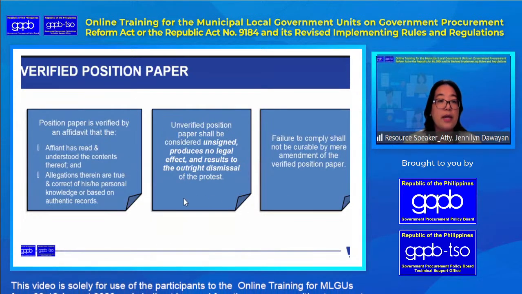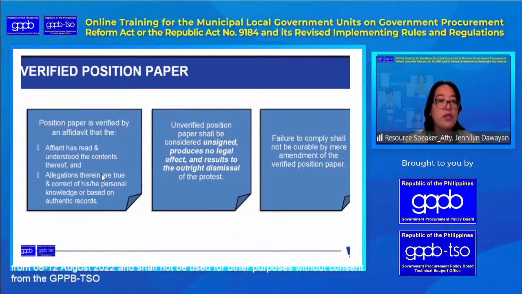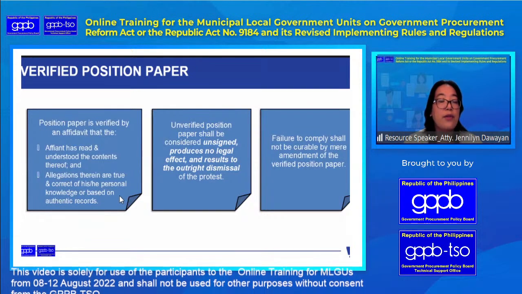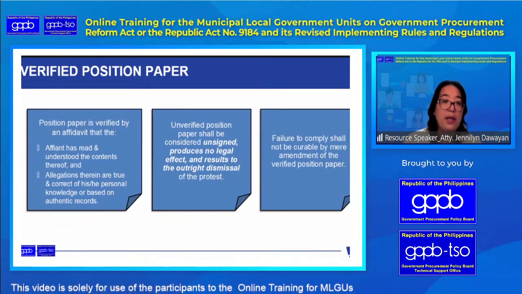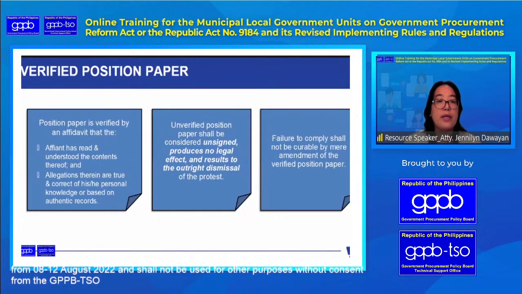Okay, so clearly the verified position paper is akin to an affidavit. In the verified position paper, it must state that the affiant has read all the contents and what was stated therein. The allegations as stated are true and correct in accordance with his personal knowledge or based on authentic records as he has submitted, or based on what he has submitted during the bidding itself. So ano po ba yung effect if the position paper is unverified?